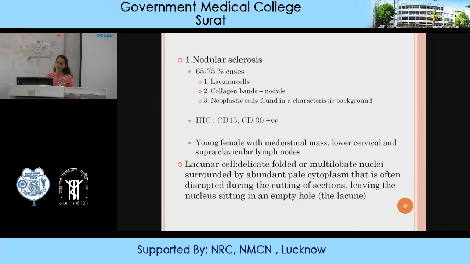So we don't go into detail, but a very short talk on nodular sclerosis because it is the commonest variant. Why is it nodular sclerosis? Because the nodular arrangement along with interspersed fibrosis or sclerosis is the typical histological pattern. These classifications are based mainly on histology. It makes up 65 to 75% of cases, with lacunar cells, collagen bands and neoplastic cells found in a characteristic background. Lacunar cells we have seen in our previous slides.